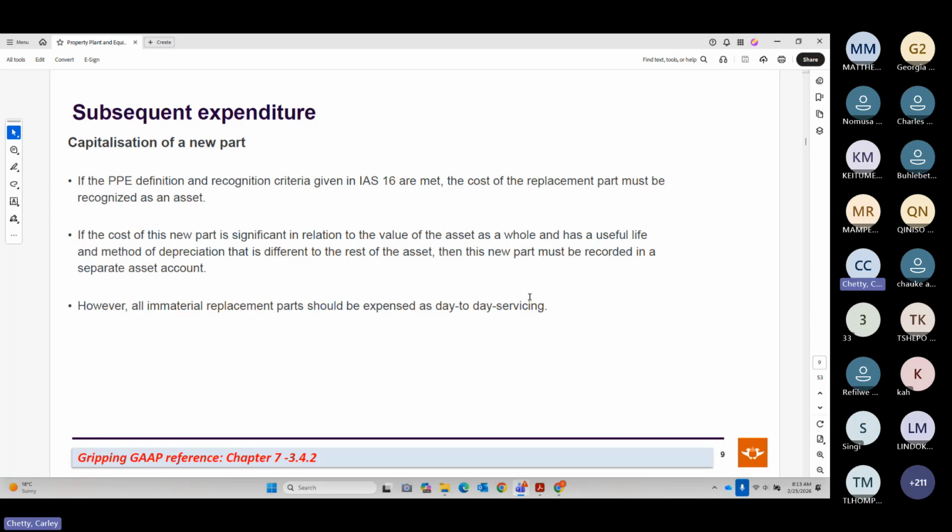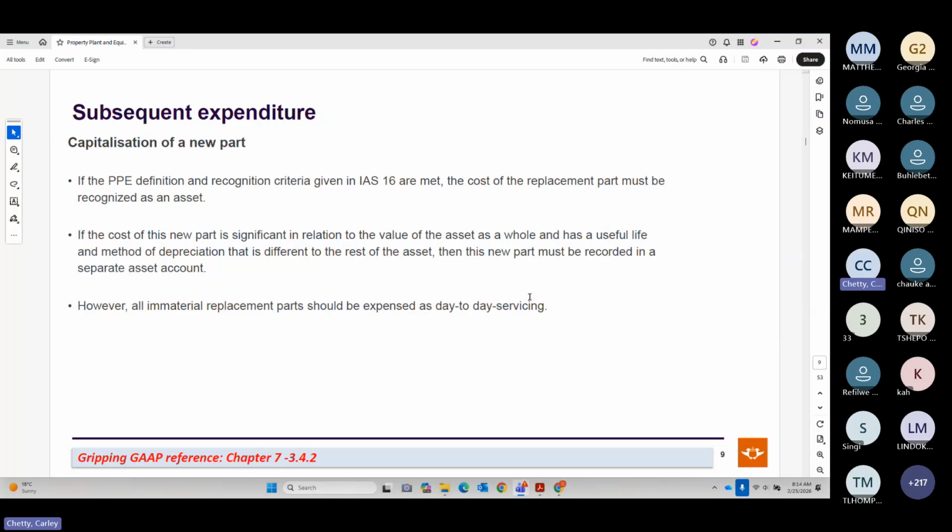Okay, so let's have a look at when we have a capitalization of a new part. If the property, plant and equipment definition and recognition criteria given in IAS 16 are met, the cost of the replacement part must be recognized as an asset. If the cost of this new part is significant in relation to the value of the asset as a whole and has a useful life and method of depreciation that is different to the rest of the assets, then this new part must be recorded in a separate asset account.